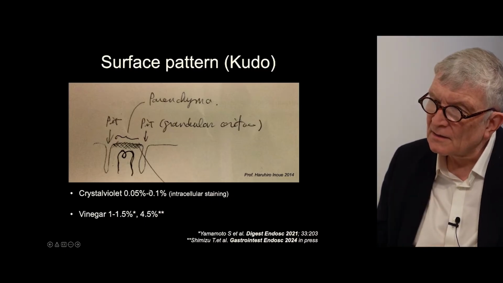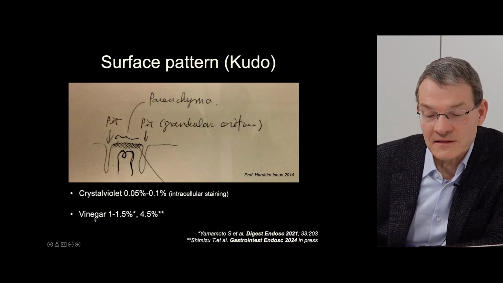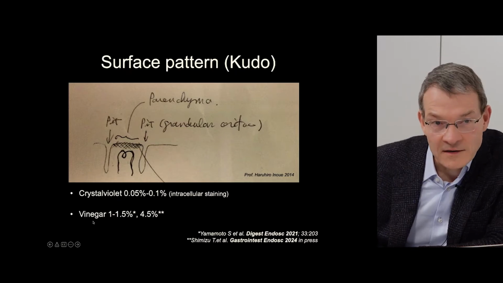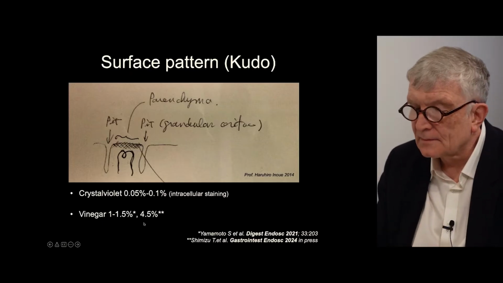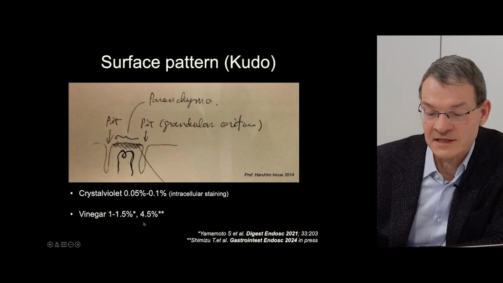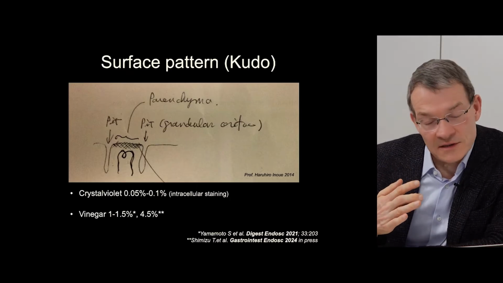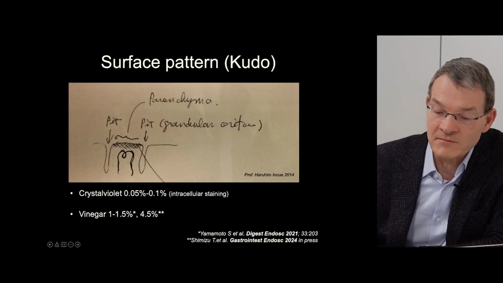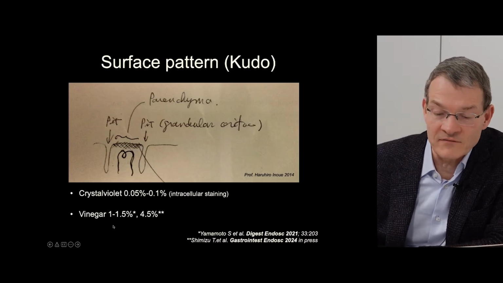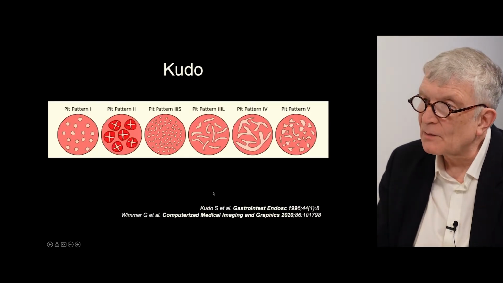Actually, we are using crystal violet, but I think another possibility, there are two very important papers. You can also use nowadays vinegar in order to visualize the pits. And I will show you an example. I think my intention is also how can we proceed quickly to get the information. And I think crystal violet may be a little bit complicated, but vinegar is more easy for us nowadays to use. Not spend 10 minutes at every polyp.